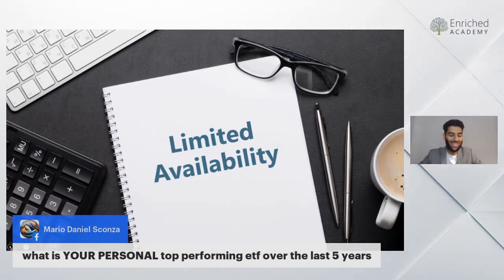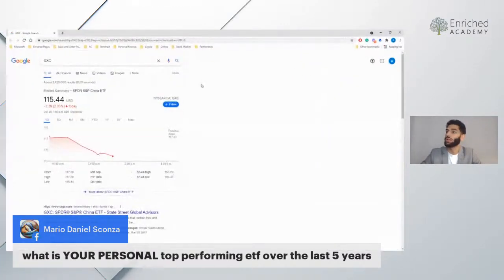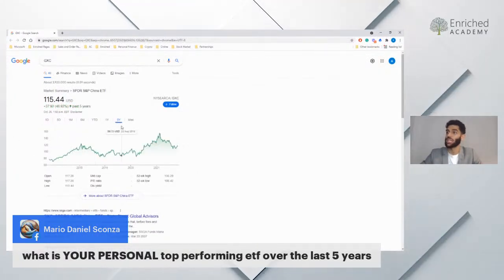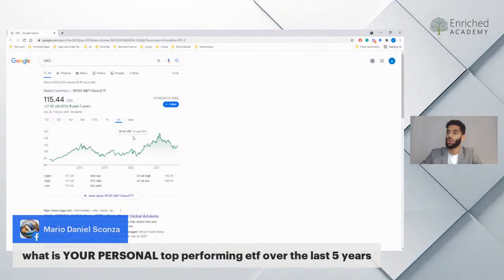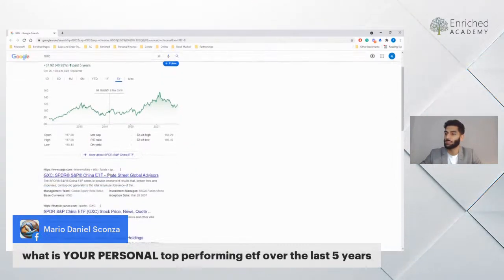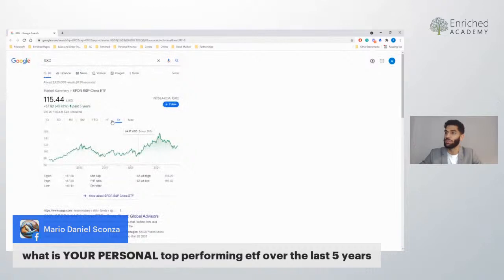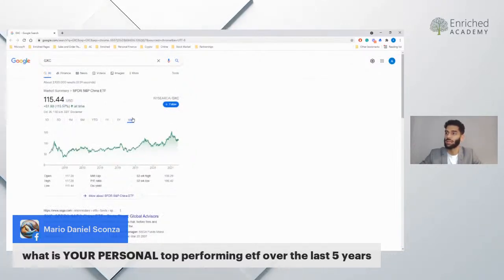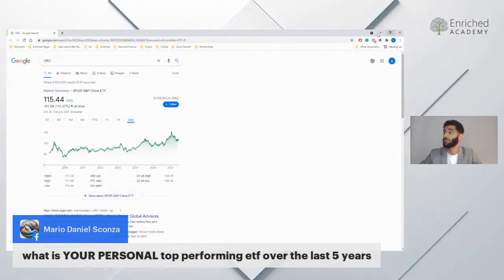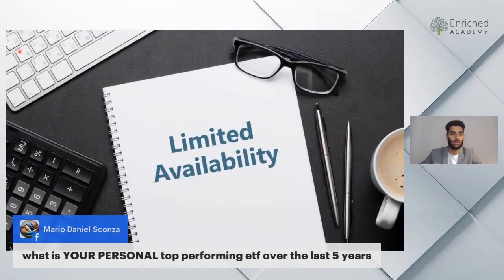It is GXC. I'm very bullish on China, but whether or not they do well, I want to own this ETF here because this tracks some of China's largest companies. And again, this is a small percentage of my portfolio, but you can see the past 5 years had a 50% return. Again, not as good as the S&P 500, but that is there.